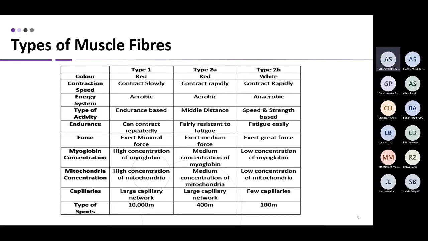easily fatigued, and it's mostly based on anaerobic respiration. So it has a very low concentration of mitochondria, and the kind of exercises this is linked to are usually things like sprinting, for example. And then there's a little bit more information here just for your own learning if you want to go through the table. But these are the key points that you need to remember.